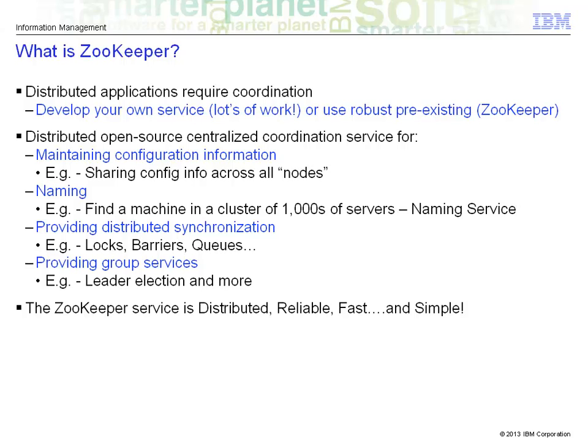Zookeeper can be used to maintain configuration information. For example, you can store configuration data in Zookeeper and share that data across all nodes in your distributed setup. Zookeeper can be used for naming. An example is using it as a naming service, allowing one node to find a specific machine in a cluster of thousands of servers. Zookeeper can be used to solve the problem of distributed synchronization, providing the building blocks for locks, barriers, and queues. Zookeeper can also be used for group services, such as leader election and more. Zookeeper provides the building blocks for all of these scenarios and is distributed, reliable, and fast, while still being relatively simple to work with.